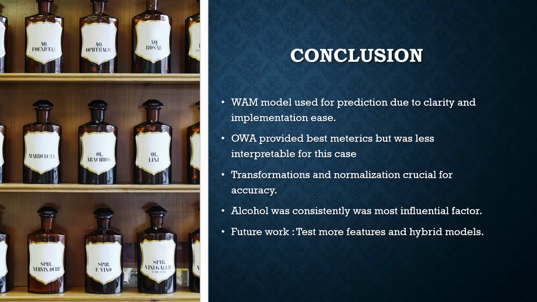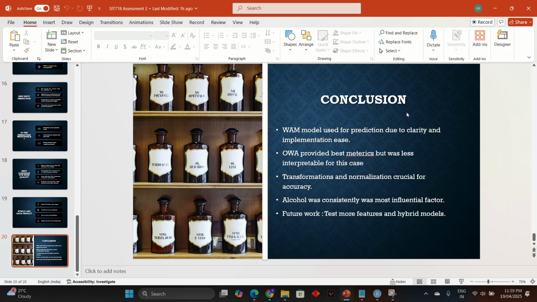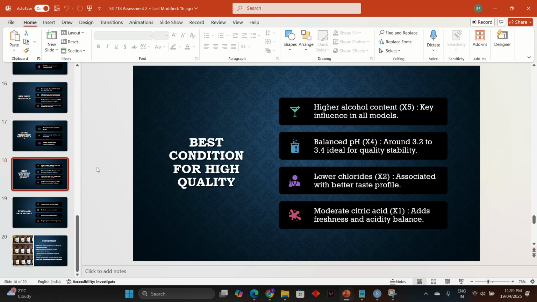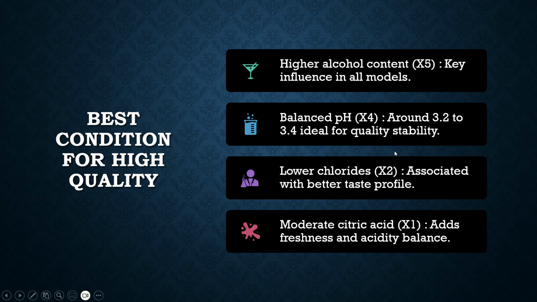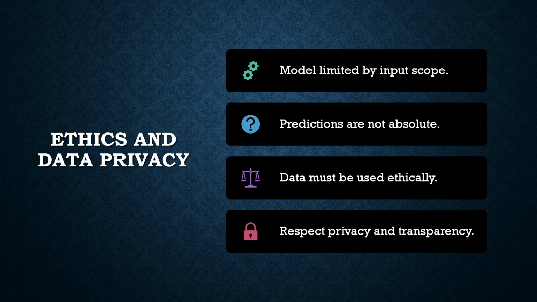And for ethics and data privacy, even though the model is helpful, wine quality is still subjective. It's important to be transparent about model limitations and to ensure ethical handling of any data, especially if customer data is used.